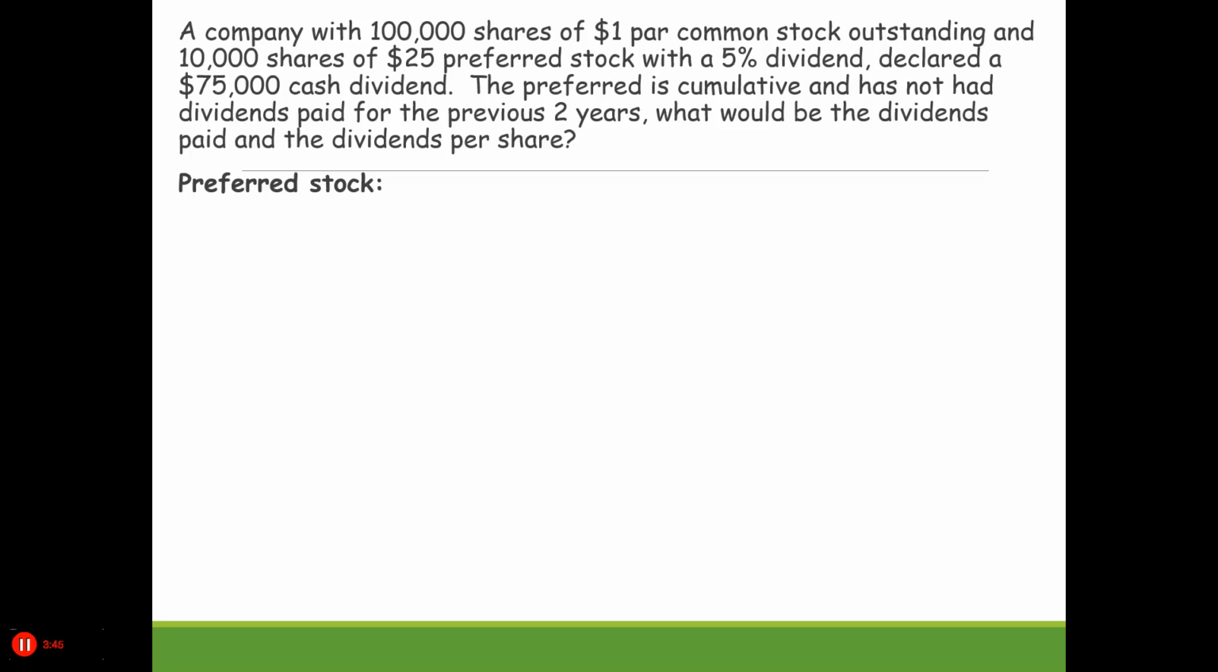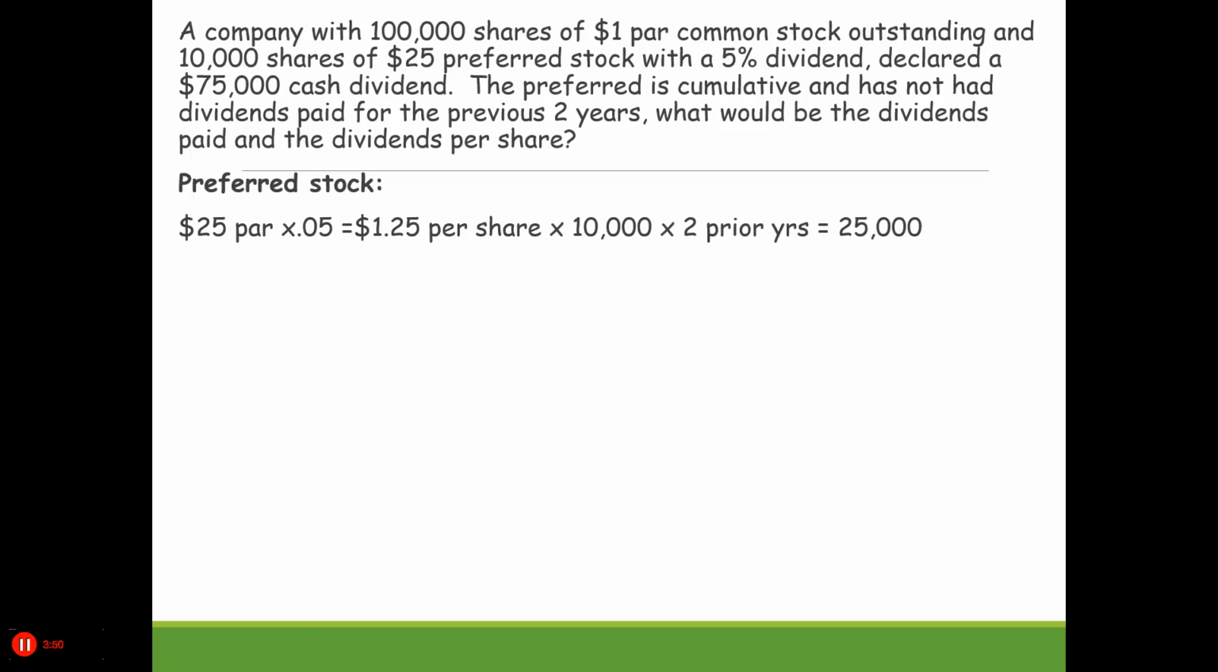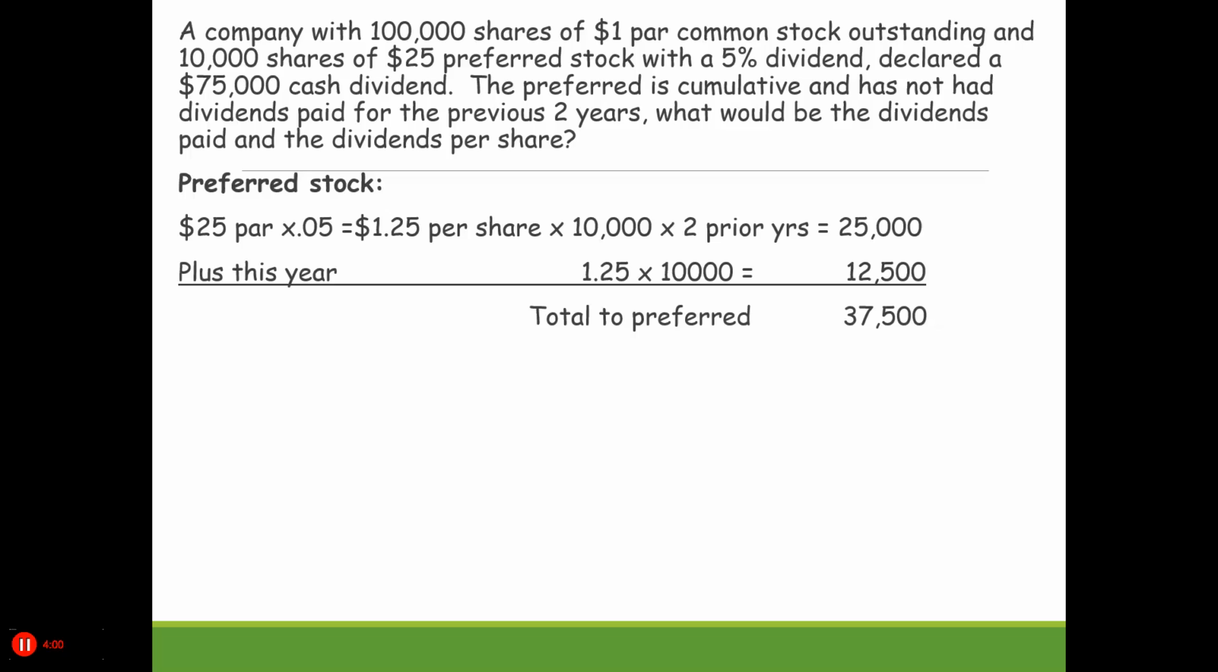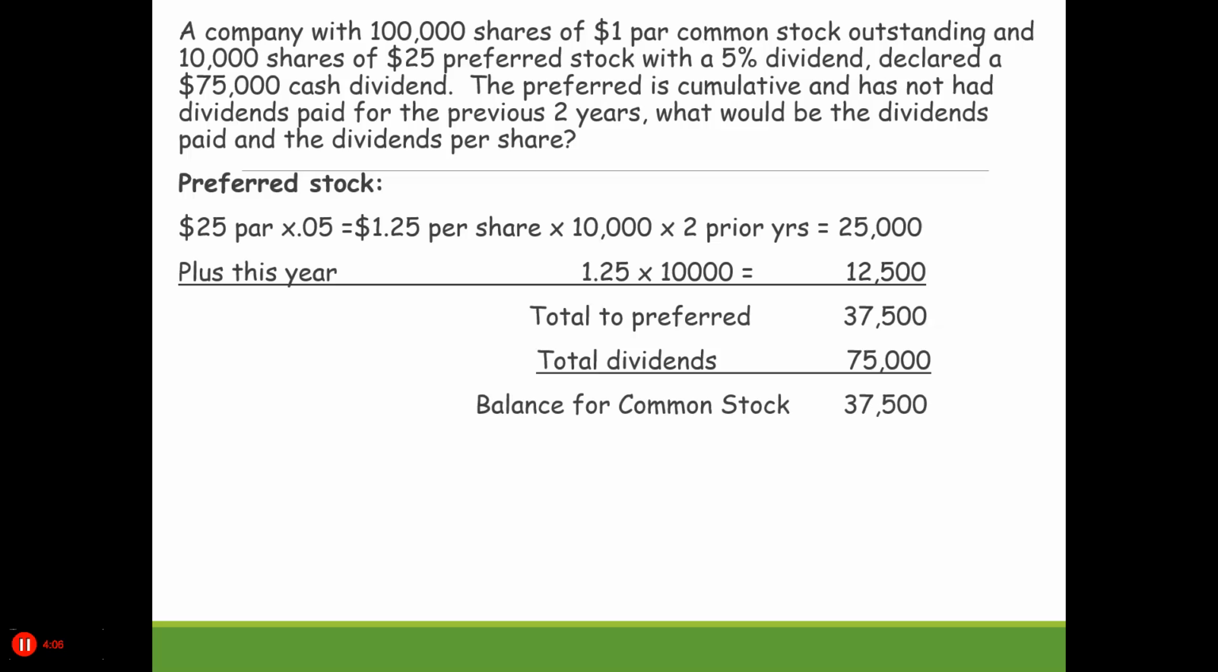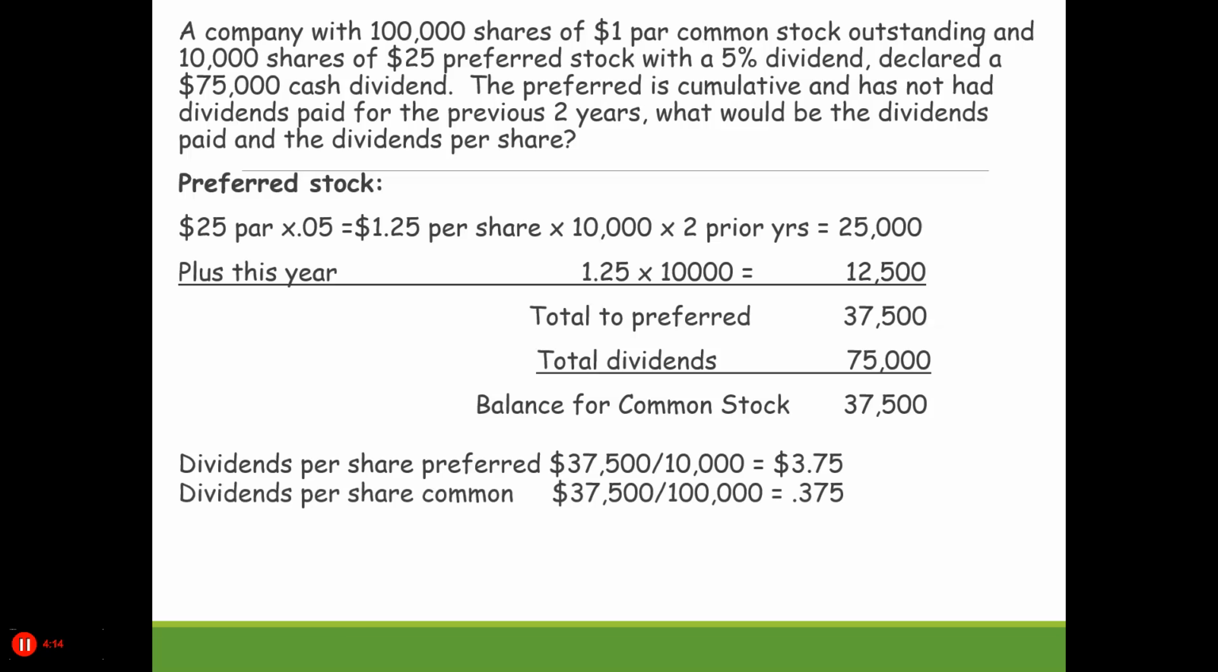Well, first we've got to take care of the preferred stock. So $25 times 5% gives us $1.25 a share times 10,000 for 2 years. And then, remember, you have to always add in the current year. So that means of the total, $37,500 will go to the preferred, and the difference of $37,500 will go to the common stockholders. So the dividend per share for the preferred only for this year is $3.75, and it's 37.5 cents for the common.